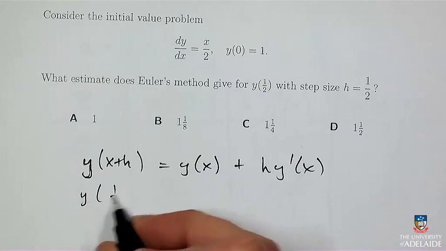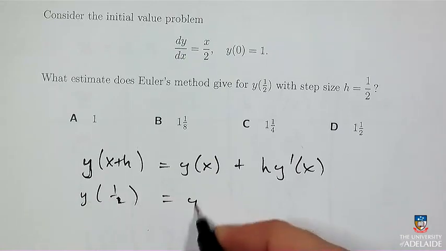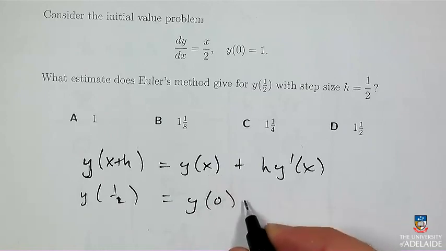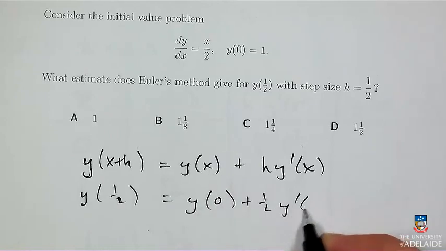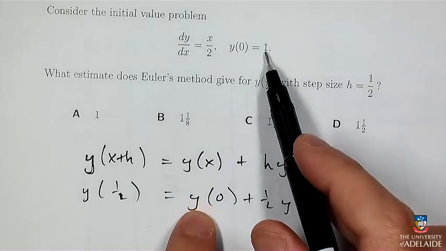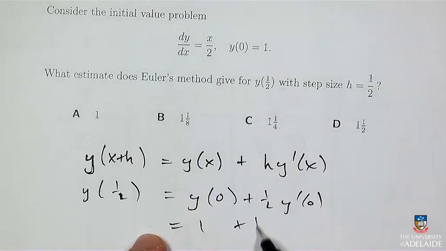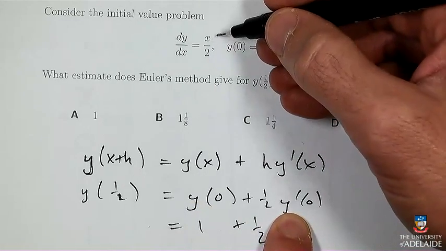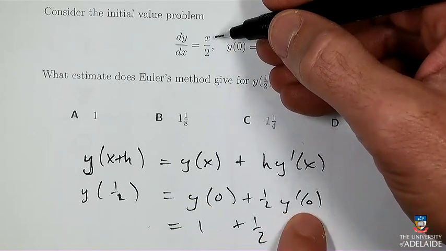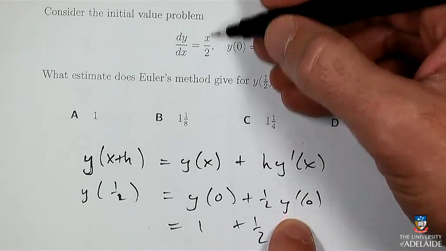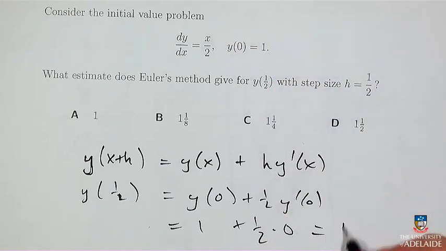So y of a half is y at 0. 0 is what we know, h is a half. We just need this information. So this we've got, it's 1, that's given to us. And this we have to actually calculate. This is the only thing you have to calculate. You've got a formula for it. You just put in the value you need. You need the value 0, so you put it in, you get 0 on 2. So it's 1.